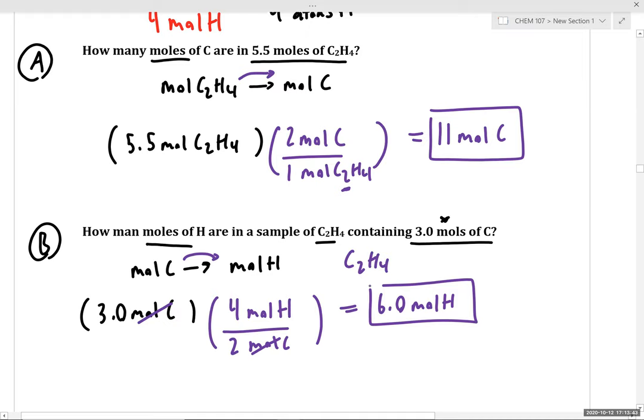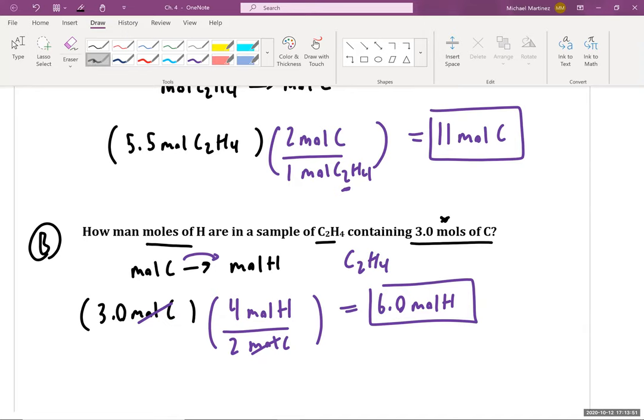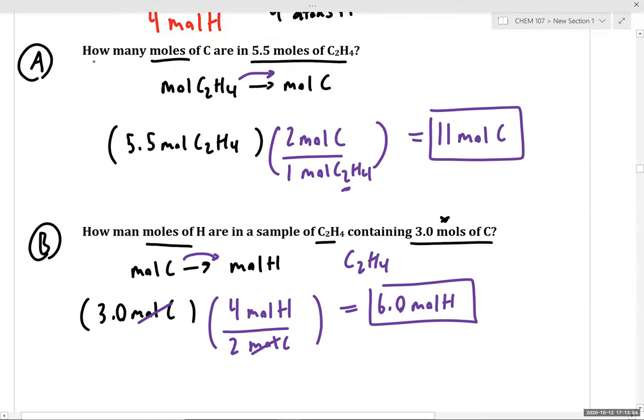Does this example make sense to everyone? Does this example on page 22 of the chapter 4 notes make sense to everyone? Any questions on this example?